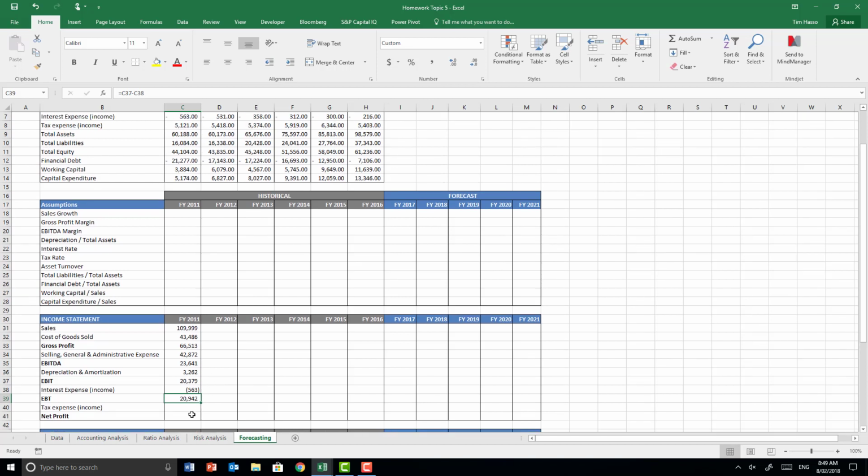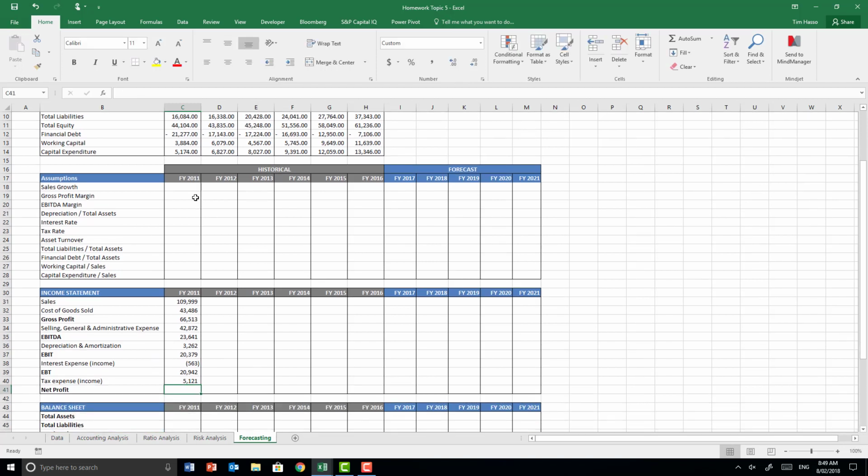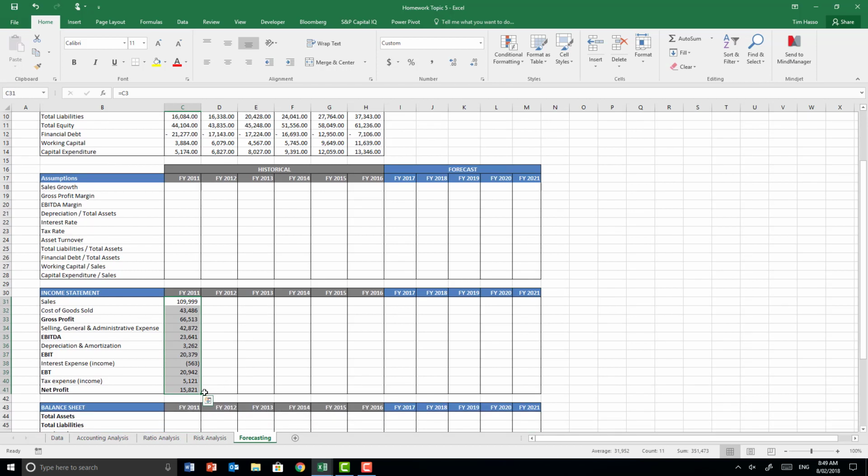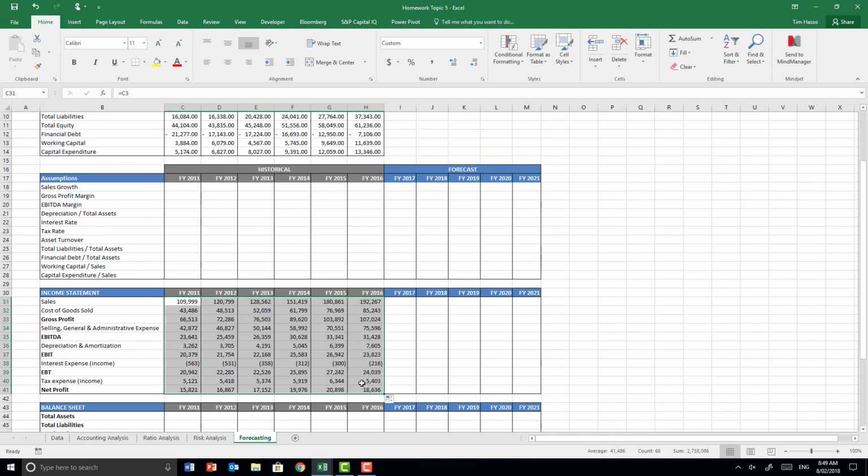We then have the tax expense, and the tax expense for H&M is equal to 5,121, and it's in cell C8. Finally, we have the net profit, which is merely the EBT minus the tax expense, so it's 15,821. That concludes the first year for H&M, and we can now drag it to the right for the entire historical period. We've effectively populated the condensed version of the income statement for the period of 2011 to 2016.